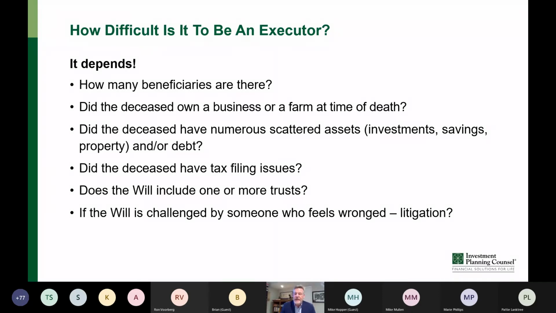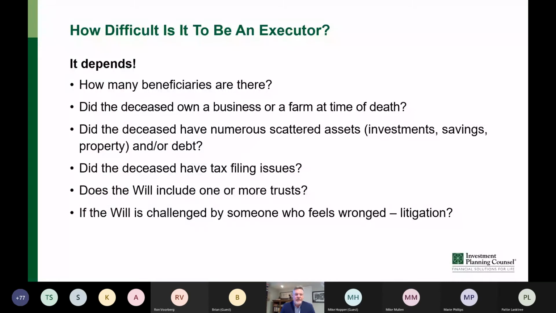Did the deceased have tax filing issues? When you're ill and not feeling well, the last thing on your mind is, I need to file my taxes. So as the executor, you need to ensure that those are filed. Does the will have one or more trusts? In the last little bit, there's been some changes to the trusts through the government. And so you want to ensure that those trusts are still doing what you want them to do on your behalf or on behalf of your estate.